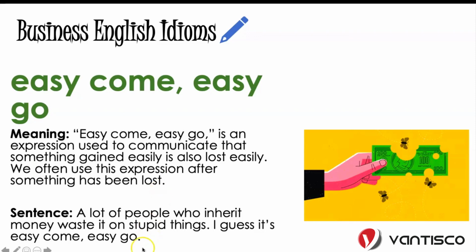Easy come, easy go. مثلا, a lot of people who inherit money waste it on stupid things. I guess it's easy come, easy go. العديد من الأشخاص اللي ورثوا أو ربحوا مال من خلال الوراثة بيصرفوها بسهولة. So, هي easy come, easy go.